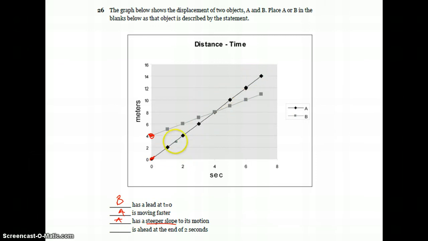it covers more distance. Line A covers more distance in the same amount of time that B does. B covers less distance. Therefore, line A is moving faster, line B is moving slower. Yep. And at the end of 2 seconds, who is ahead? Very simple, line B.